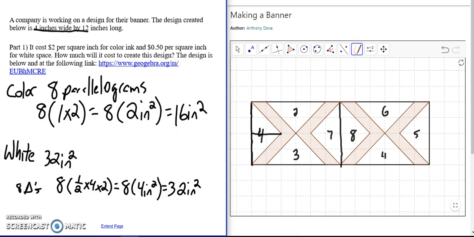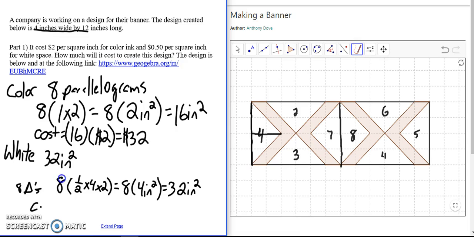So I can either use the idea that I have to add up to the entire rectangle, or I could find the white separately by finding the 8 triangles as well. Now I know the cost per square inch of the color is $2, and I know the cost per square inch of the white space is 50 cents. So if I want to figure out my cost, I know that it will be the 16 square inches times the $2. So the cost for the color is $32.